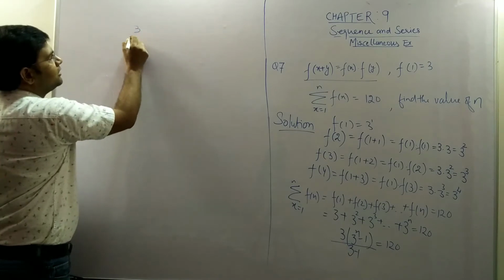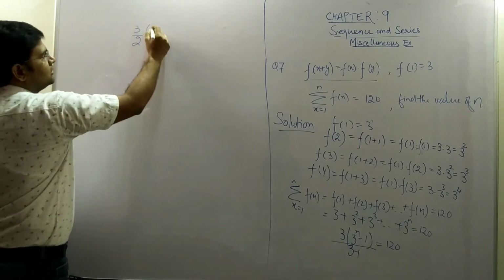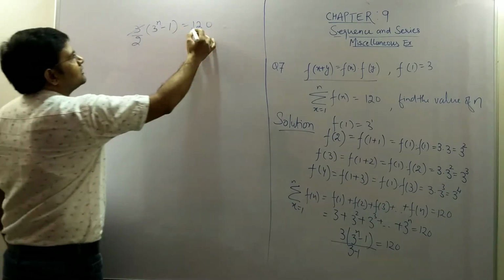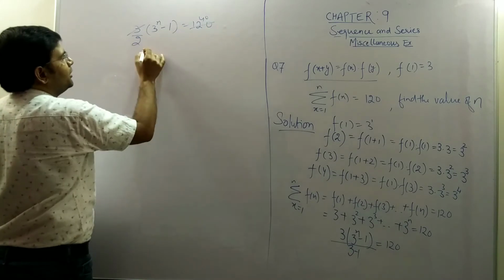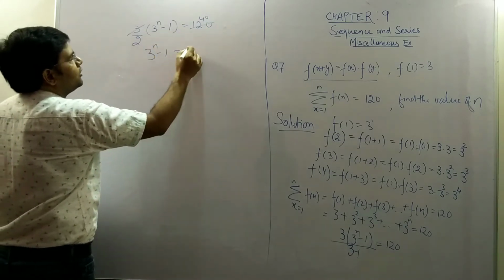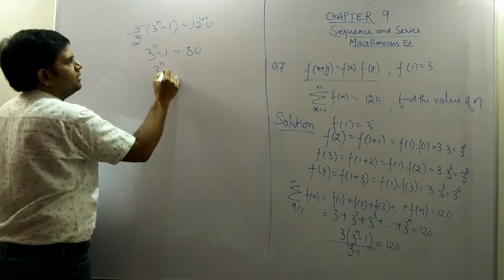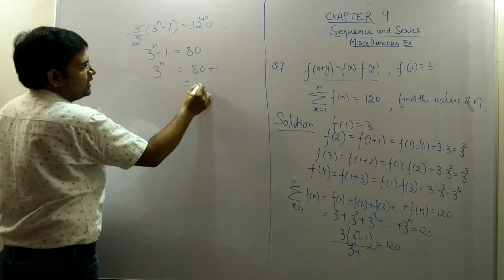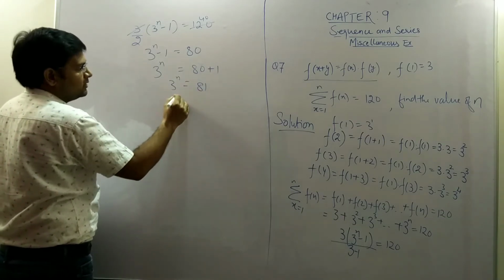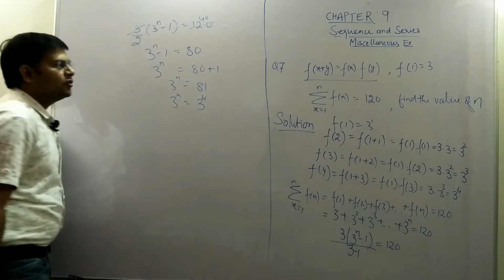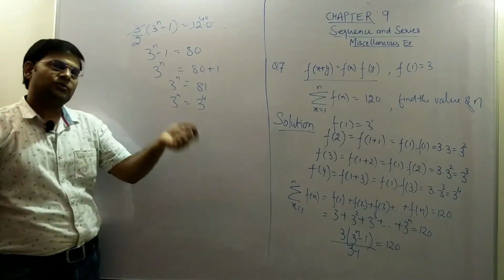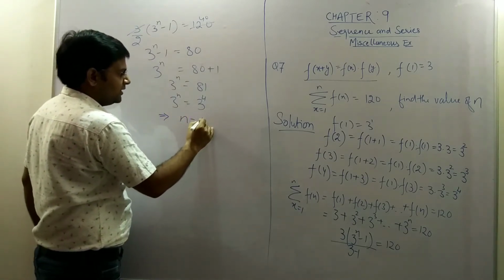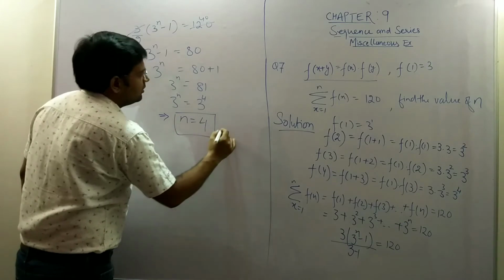This is 3, this is 2, and this is 3^n - 1, this is 120. So you can simplify this, this is 40, and 3^n - 1 is going to be 80. Taking the 1 to this side, 80 plus 1, this is 81. 3^n can be written as 3 exponent 4, because 3 into 3 is 9, 9 into 3 is 27, 27 into 3 is 81. So from here you are getting the value of n as 4, and this is your answer.